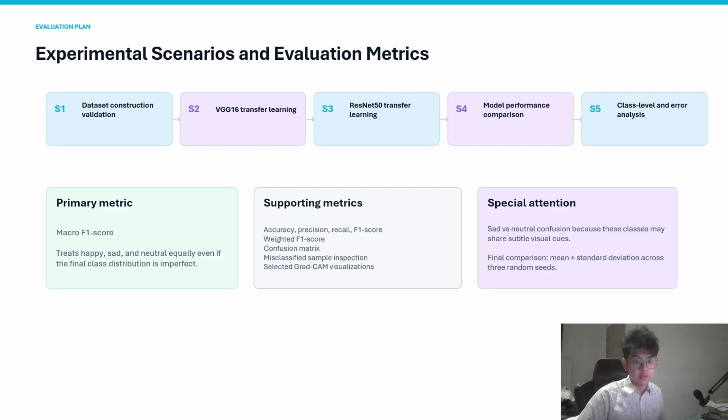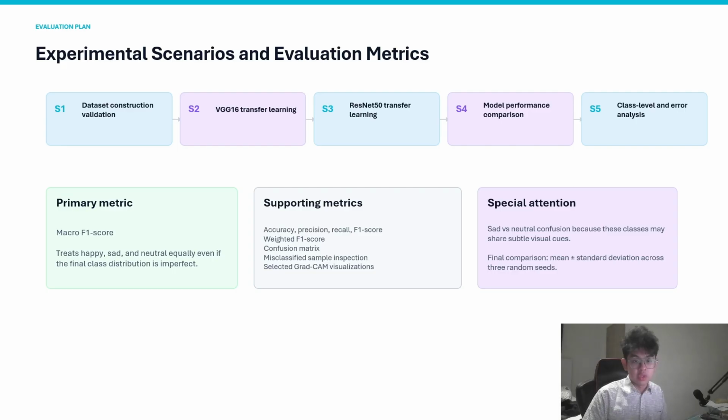also tests whether the residual architecture gives better performance than VGG16. The fourth scenario is the model performance comparison, where we are going to compare the results of VGG16 and ResNet50 under the same conditions. The fifth scenario is the class-level and error analysis. This is important because some expressions, especially sad and neutral, may be visually similar.